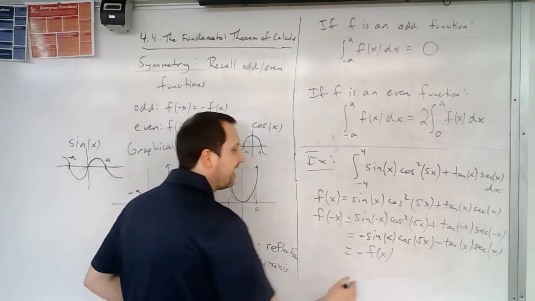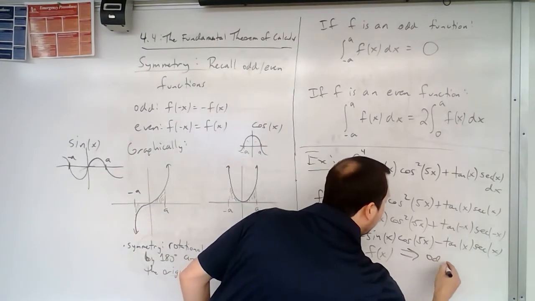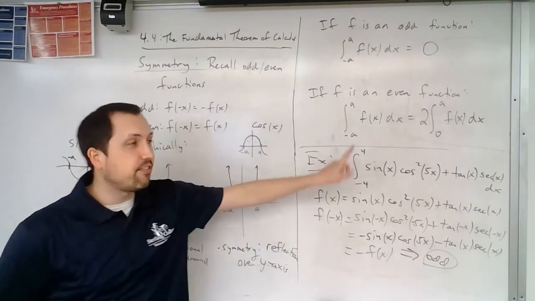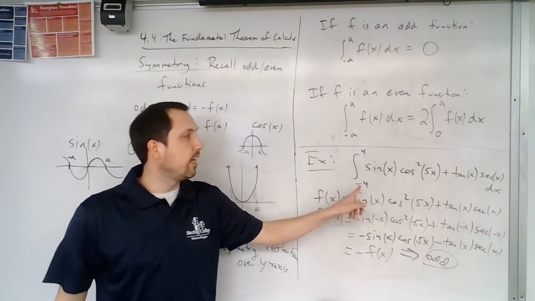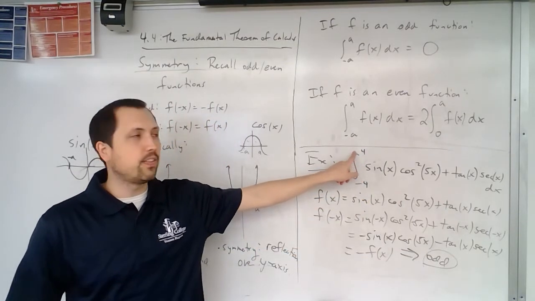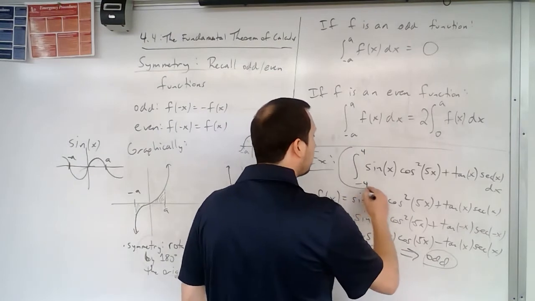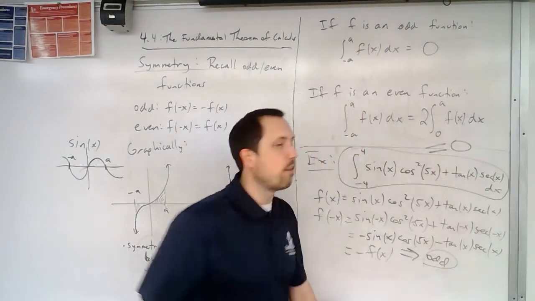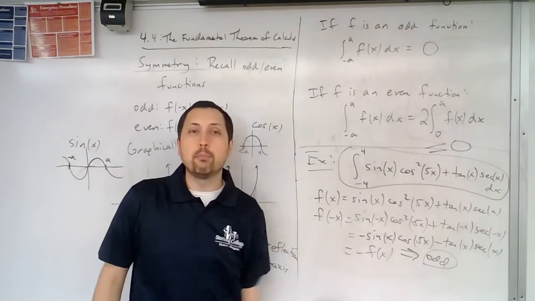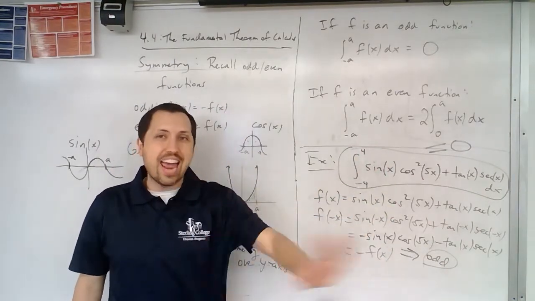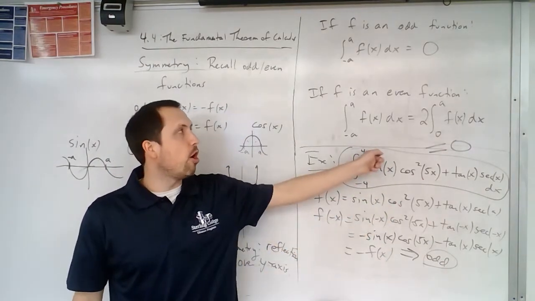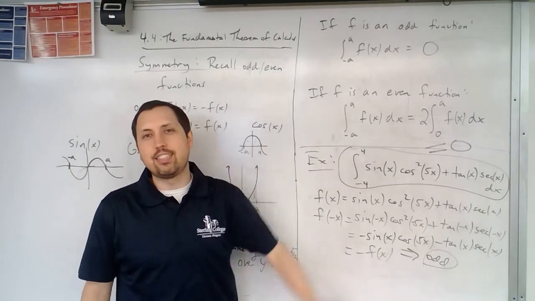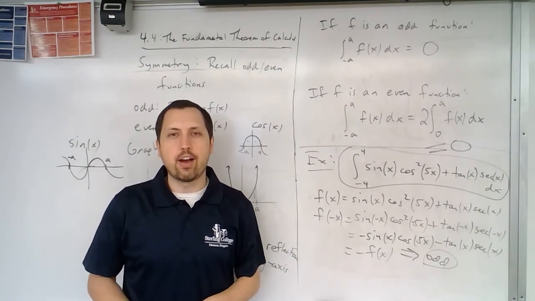So this says that this is an odd function. If it's an odd function and the bounds go from negative the number to the positive version of that number, this whole expression is simply equal to 0. So you could simplify that without doing any type of antiderivative, but knowing things about this symmetry allows things to simplify quite nicely.